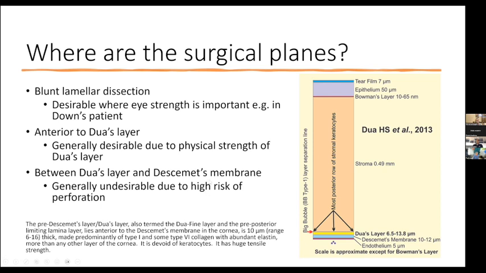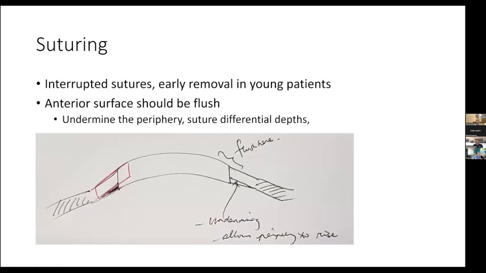So in terms of suturing, obviously, we need interrupted sutures, and for young patients, they loosen and you have to remove them. But what is necessary is to make sure the anterior part of the ocular surface is smooth and flush. Now, you will have different thicknesses. So you may have a thicker cornea than the thinner periphery. So in your keratoconus, even out here, it may be thinned, etc.